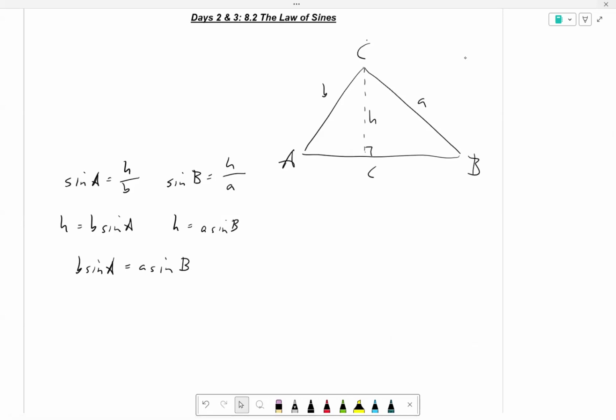Wait. So an angle has a sine even if it's not part of a right triangle? Yeah, that's why I had to cut it into two right triangles. Because it's a sine of the angle, but we can't say opposite and adjacent.